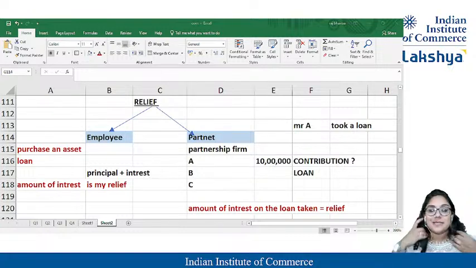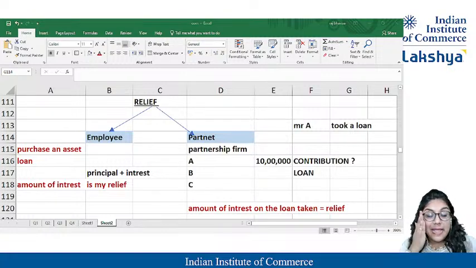So this is the concept of relief, where we get relief if I have purchased some asset, or if I have taken a loan and am paying the loan for the business purpose. So we get that relief too. Okay, is the concept of relief clear? Can I go to the next concept?